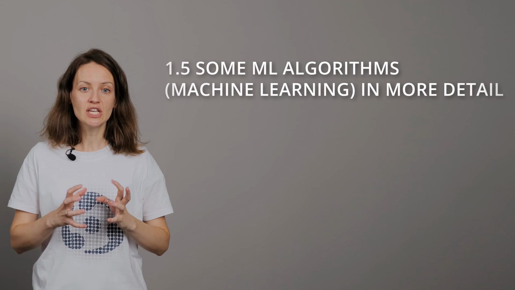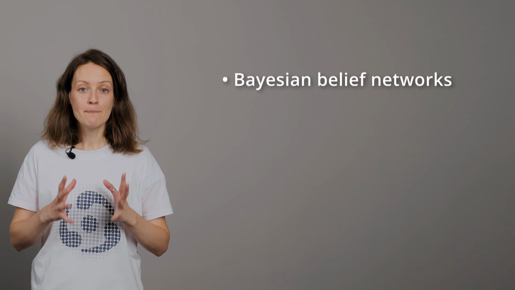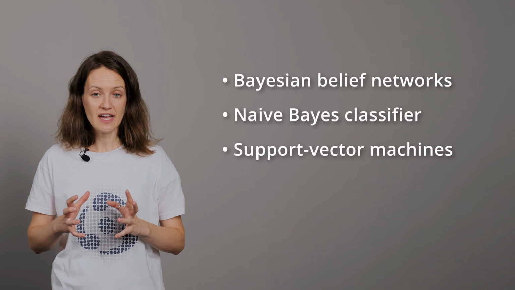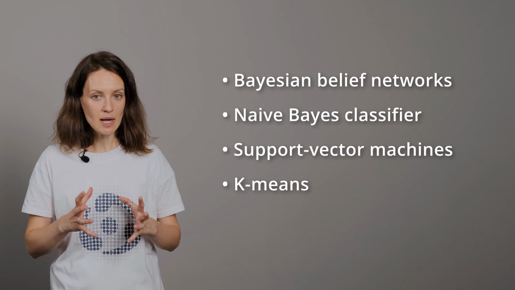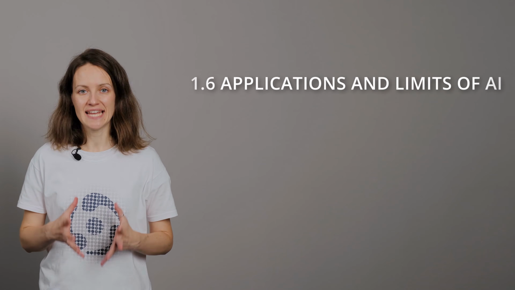The next section looks into the principles of work of 5 ML algos. The list includes Bayesian belief networks, naive Bayes classifier, as well as support vector machines and k-means. This is accompanied by a throwback to the perceptron learning algorithm. Moving on to the next section.